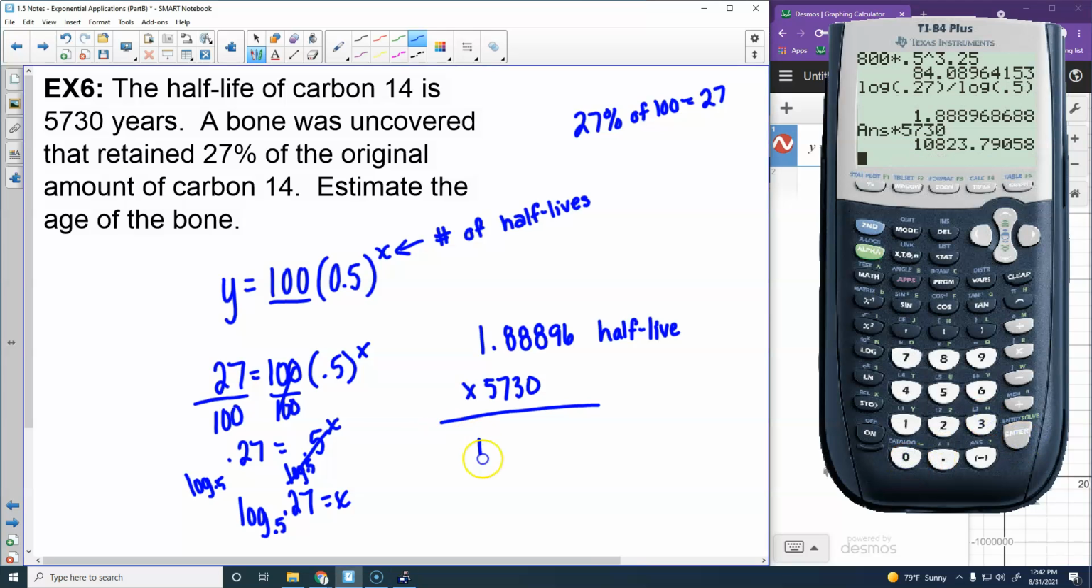And so we get 10,823.790 years. Of course, that would be an estimate. You would probably give a range of dates because we can certainly not know with such precision the actual age of something that's ancient there.